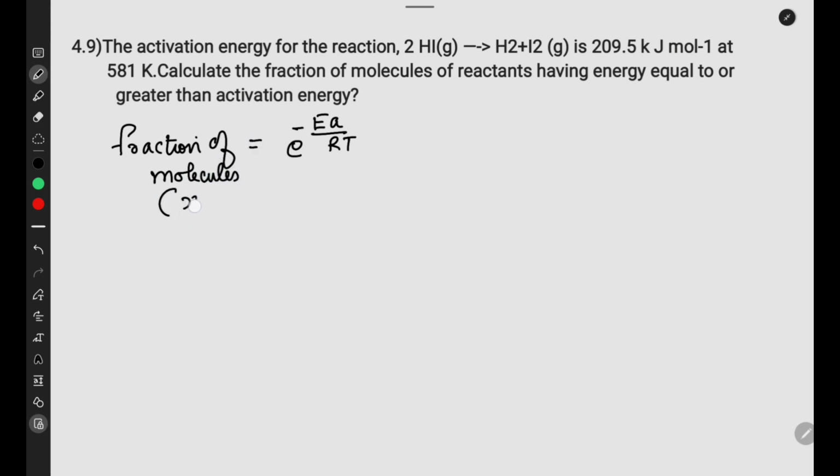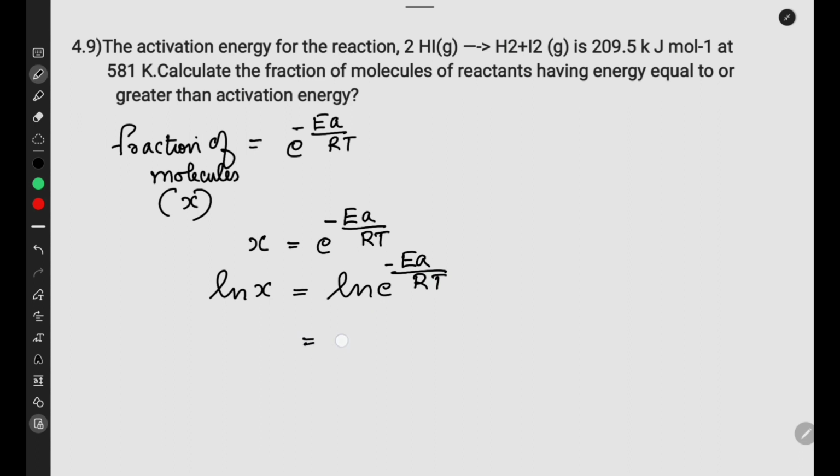So let us write it as x. So x equal to e raised to minus Ea by RT. Now take logarithm on both sides. So ln x equal to ln e raised to minus Ea by RT, that is equal to minus Ea by RT ln e. ln e is equal to 1. So we will get minus Ea by RT.